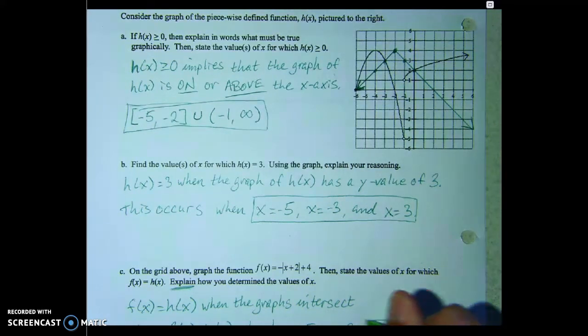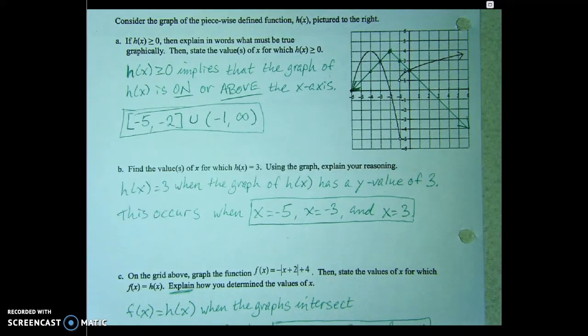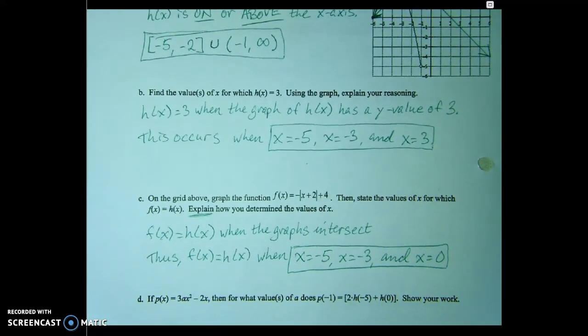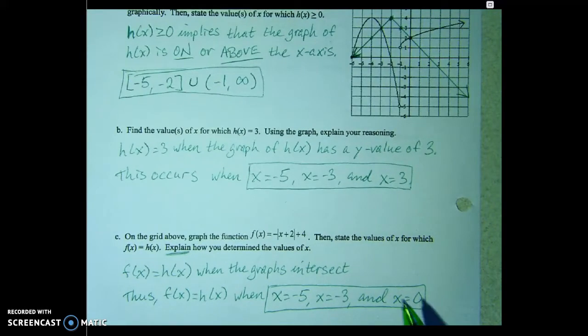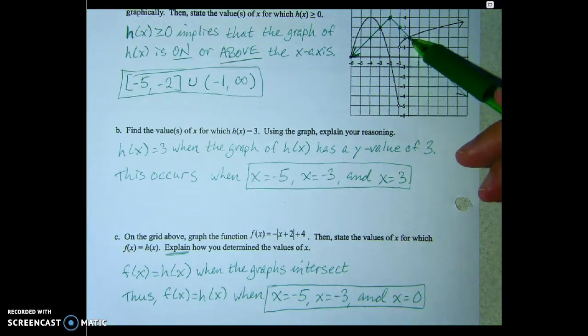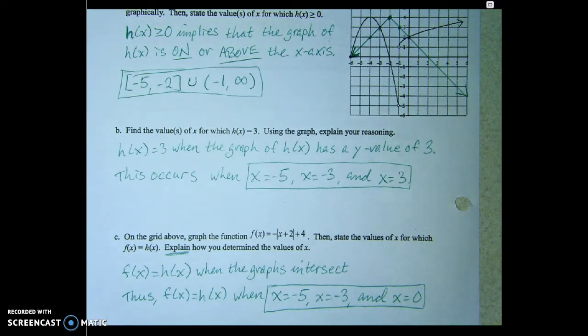So in 3 locations, the two graphs are equal to one another. Sorry if you could not see that whole thing. We have 3 locations where the two graphs are equal, right? So we have a location at -5, a location at -3, and another intersection location at x equals 0. Okay.